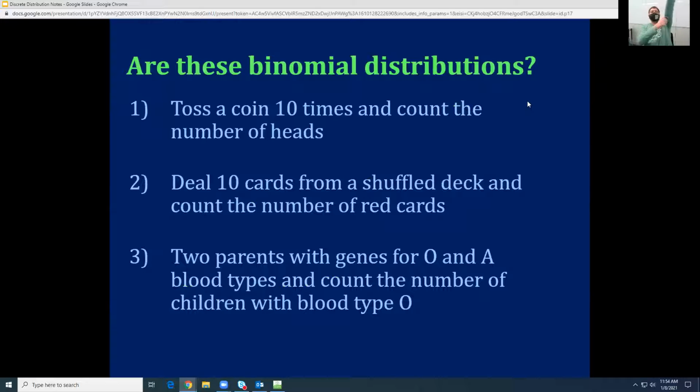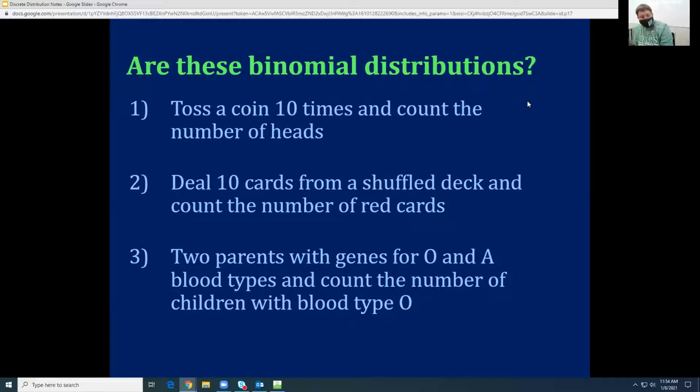All right, so let's decide, are these 3 scenarios binomial distributions or not? We have to go through and check, do all 3 rules get met? So number 1, I'm going to toss the coin 10 times, and I'm going to count the number of heads that I get when I flip the coin 10 times. Rule number 1 says each trial results in one of 2 mutually exclusive outcomes. Would doing this experiment or trial give me only one of 2 options? Yeah, either it's heads or tails, and you can't be both, so they are exclusive. So rule number 1's met.